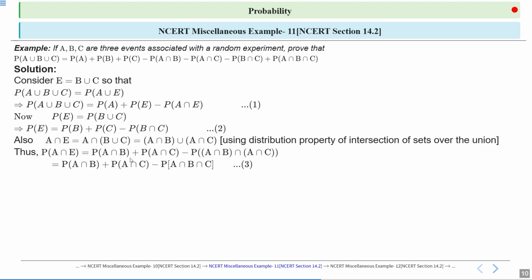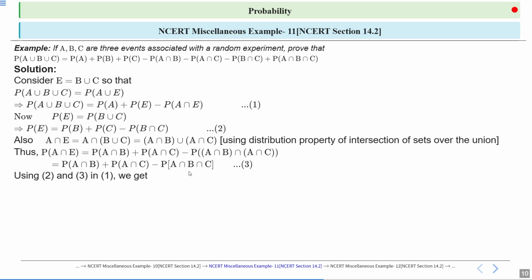Now simplify the right hand side. So this right hand side can be written as probability of A intersection B, same as previous one, and probability of A intersection C, same as previous one. Just unchanged these two terms, and then you can write the last term as probability of A intersection B intersection C. So probability of A intersection B intersection of A intersection C can also be written as probability of A intersection B intersection C. Now naming this equation, equation number 3.